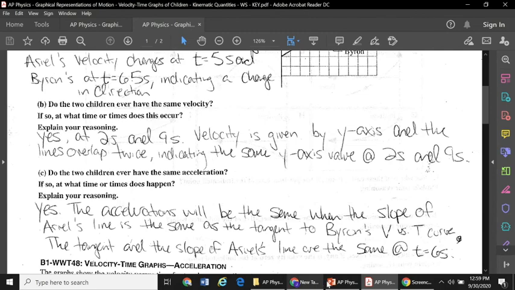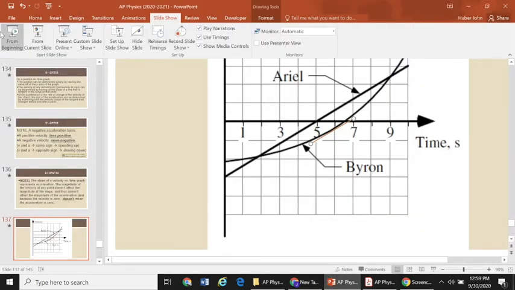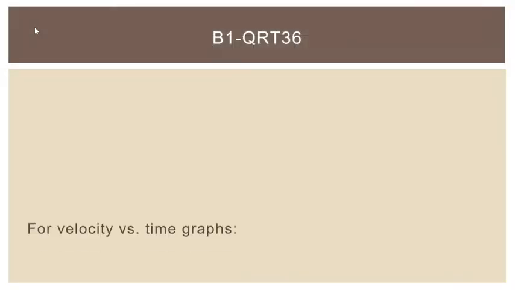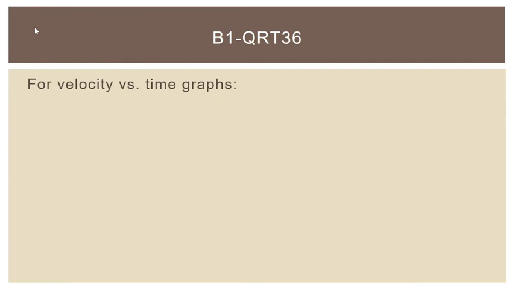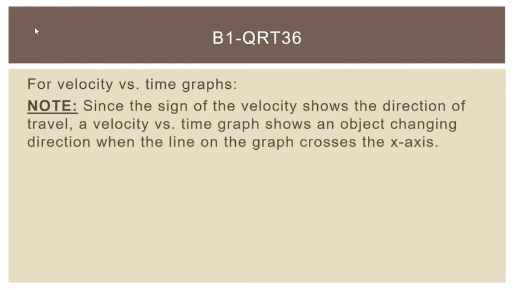Let's just take a few quick notes about that problem and wrap it up for the day. This is a velocity versus time graph, so let's remember a few key things. First, since the sign of the velocity shows the direction of travel, a velocity versus time graph shows an object changing direction when the line on the graph crosses the x-axis. That is crucial.